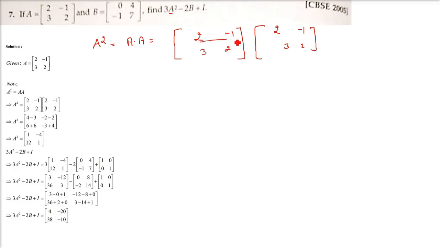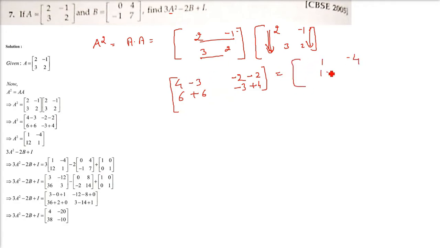This row, this column, 1 by 1 element, 2 2s are 4, and 3 minus 3. Then this row, this column, 2 minus 1, that is 2 minus 2. This is also minus 2. Now the second row with first column, 3 2s are 6, and 3 2s are 6, 6 plus 6. Now the second row with the second column: 3 into minus 1 is negative 3, and 2 into 2 is 4. So this is A squared: 1, negative 4, 12, and 1.